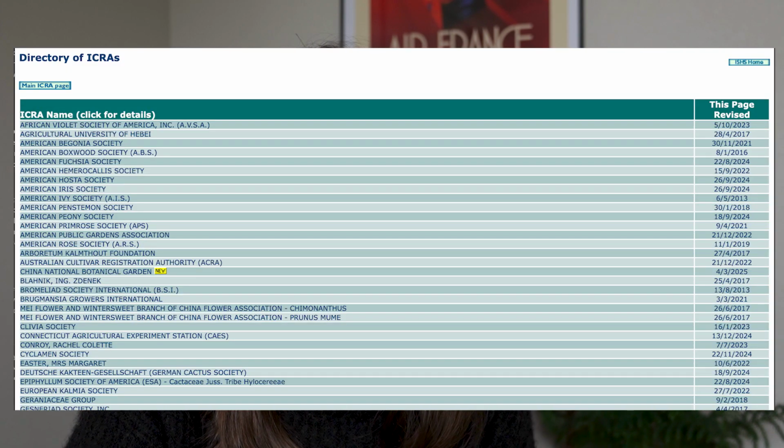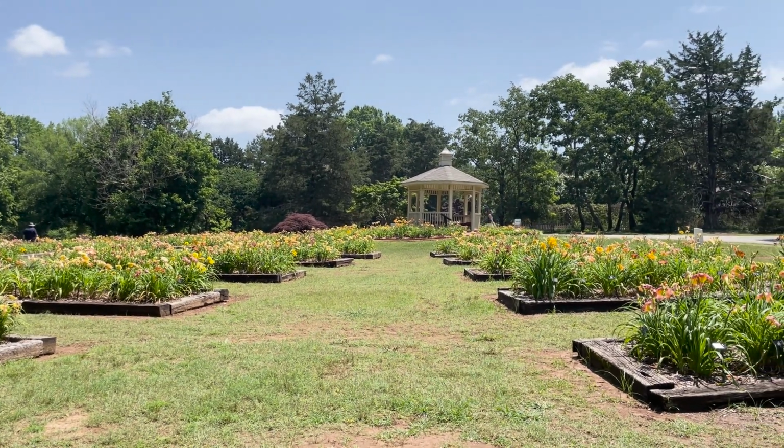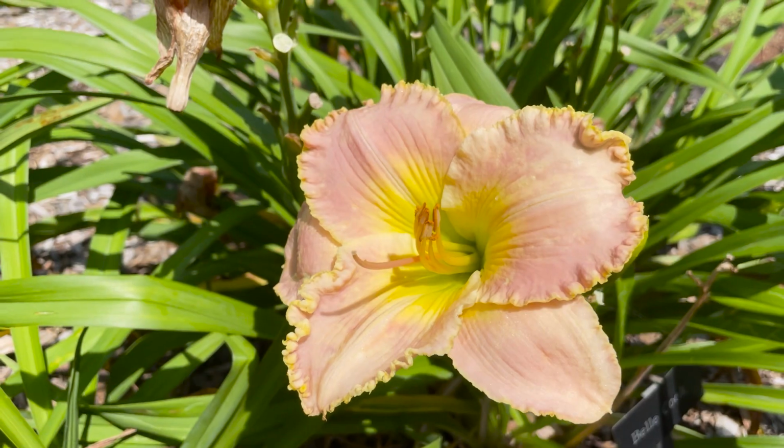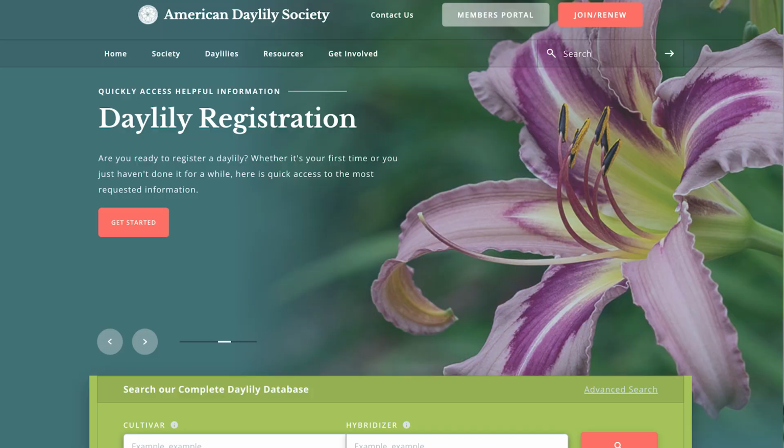What is that, you say? The International Cultivar Registration Authority is essentially the authority that has been designated as the expert for a specific group of plants. Usually it's a society, like the Rhododendron Society, Iris Society, Peony Society, Daylily Society. Those societies are the best resource for plant names for that group because they are the registration authority. So I always go to those websites if I'm looking for a plant name.